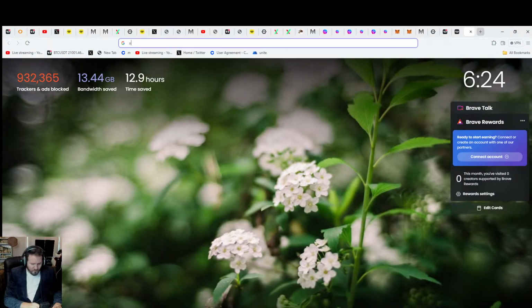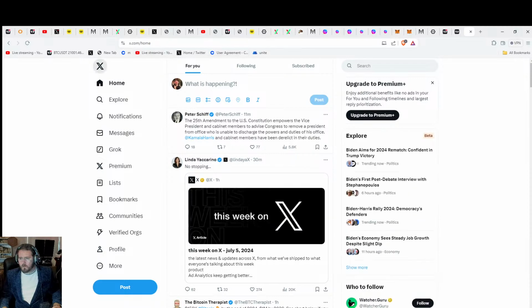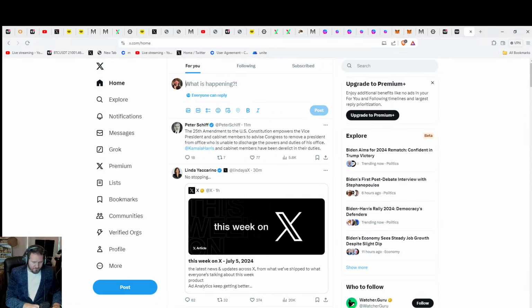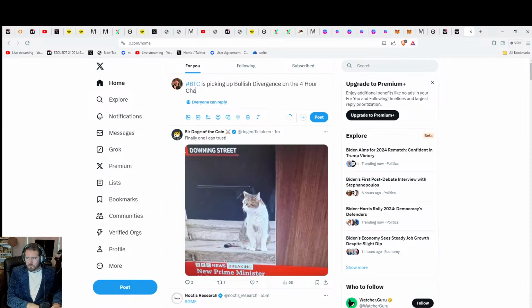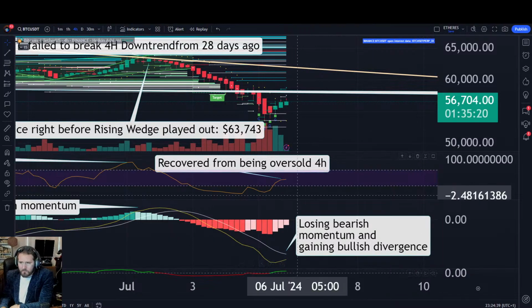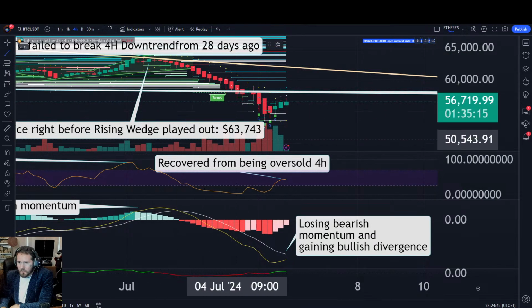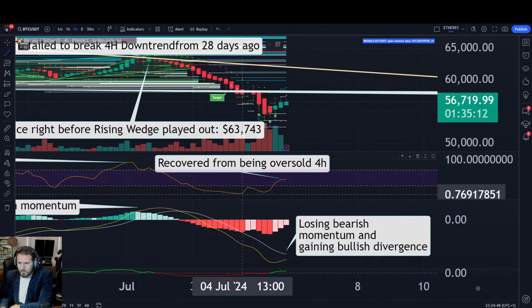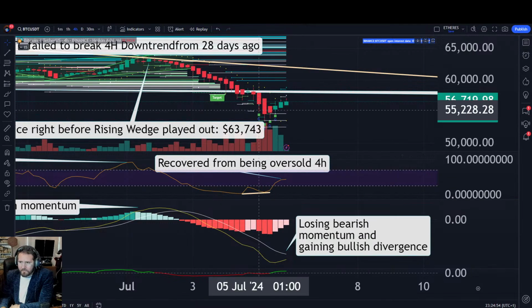Let's just go to ets.com real quick. Take a quick break. Go to ets.com. Let's type Bitcoin. Bitcoin is picking up bullish divergence on the 4-hour charts. Let's finish this chart, compose it, and put it on Twitter. So this is the one where it's gaining that bullish divergence as well. Why is it gaining bullish divergence? Well, when you look here, the RSI is making higher lows, while the Bitcoin price actually made lower lows.